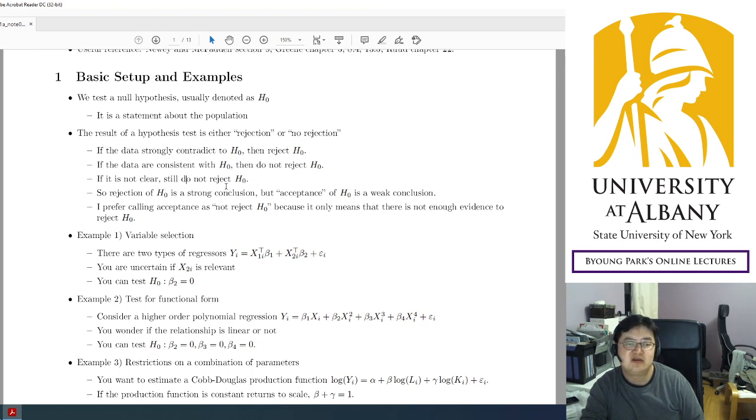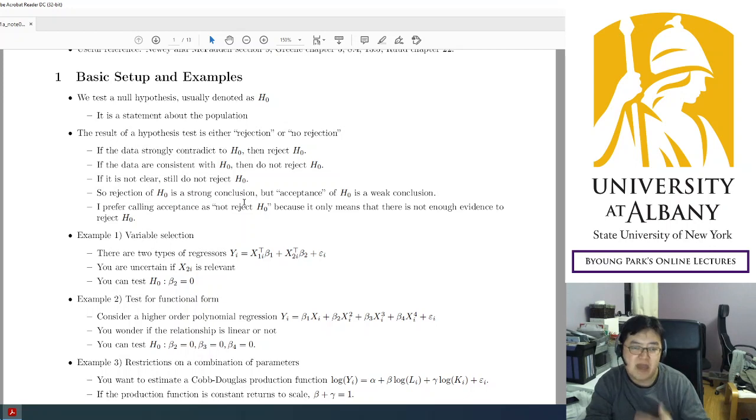Our decision is favoring the null hypothesis. So if it's uncertain, you do not reject. You maintain the null hypothesis, and in many textbooks, this is called acceptance, accepting the null hypothesis. But I don't think that's correct. So instead of acceptance, I will call this non-rejection. So you are not accepting the null hypothesis. You simply could not reject the null hypothesis.